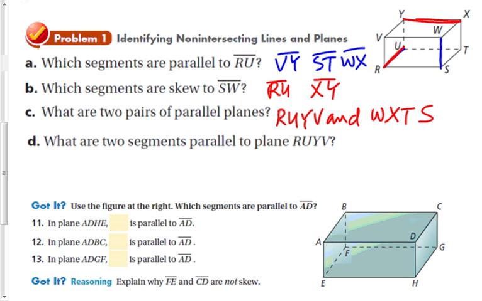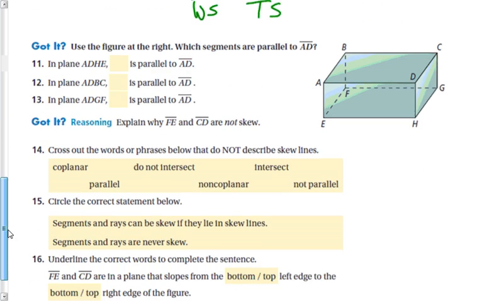I think that's good. What are two segments parallel to the plane RUYB? So two segments that are parallel to this, and that would be like this segment here, this segment here. Actually, this segment here. Any segment on a plane that's parallel to that. So segment WS, segment TS, any of those would be parallel to that plane. All right, go ahead, you see if you got it.